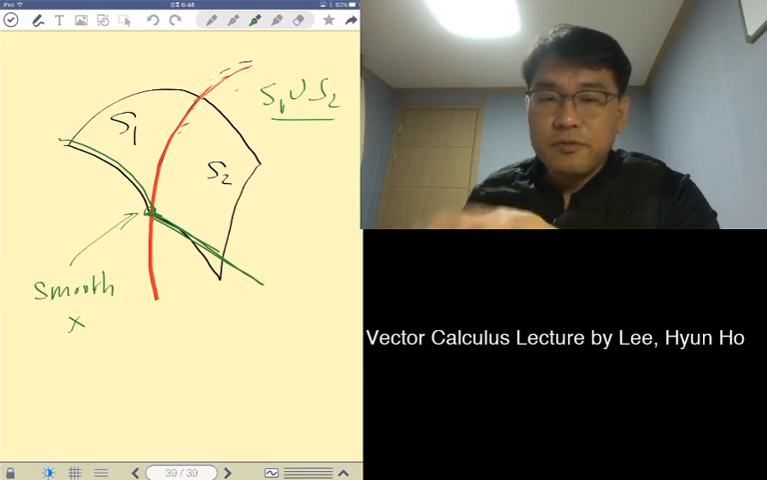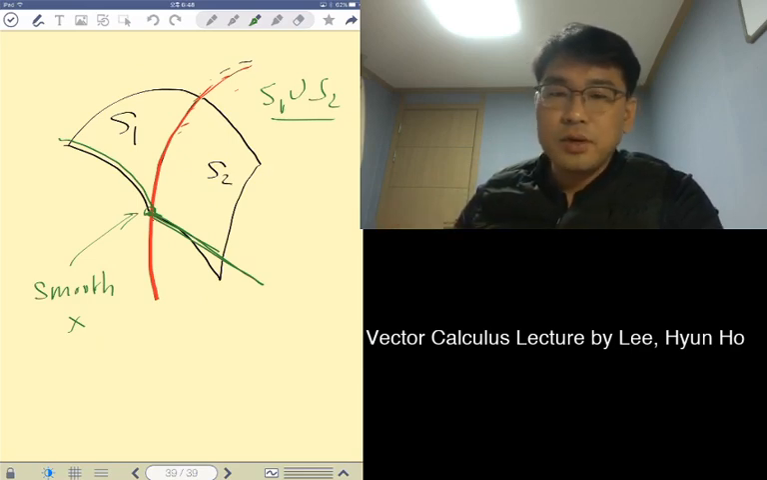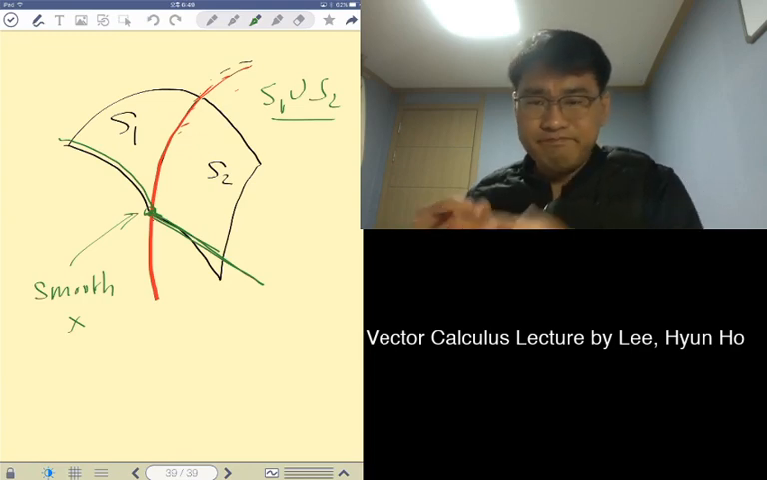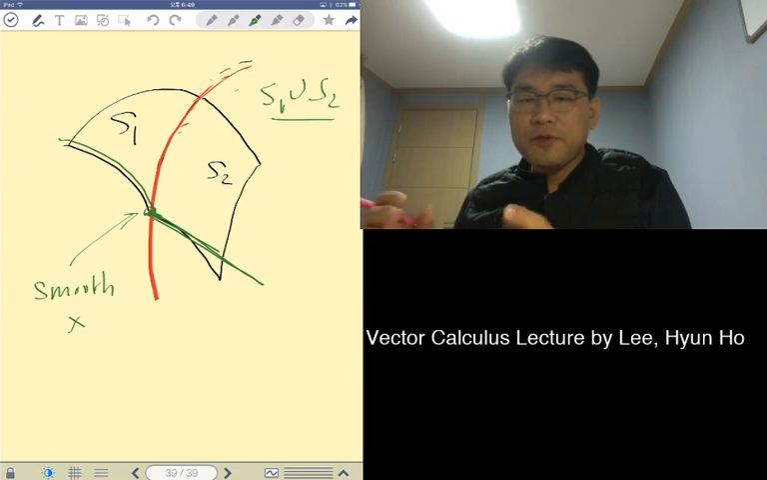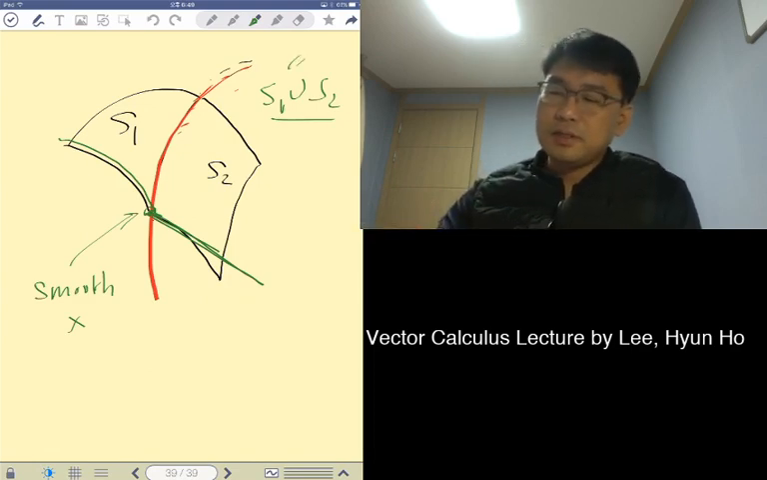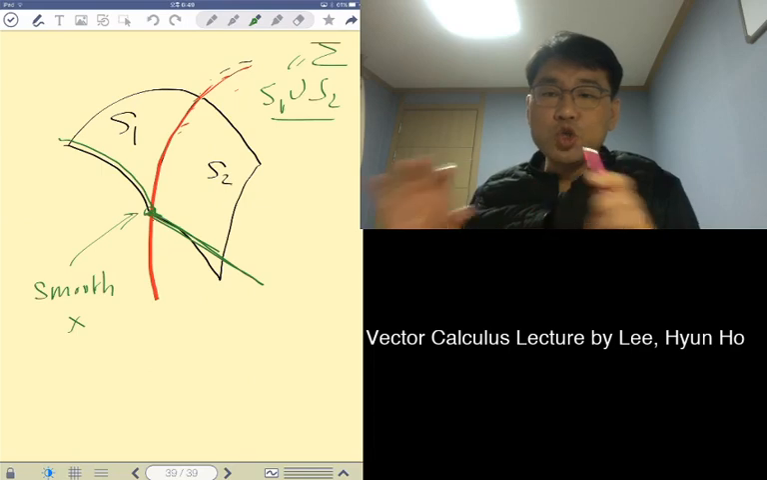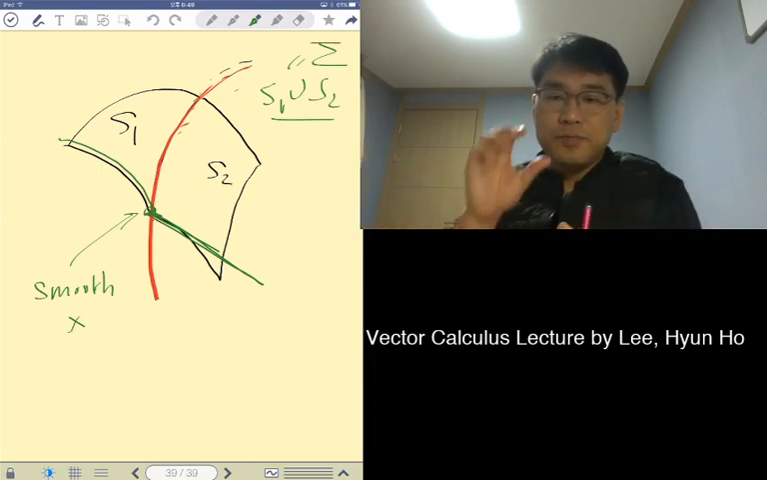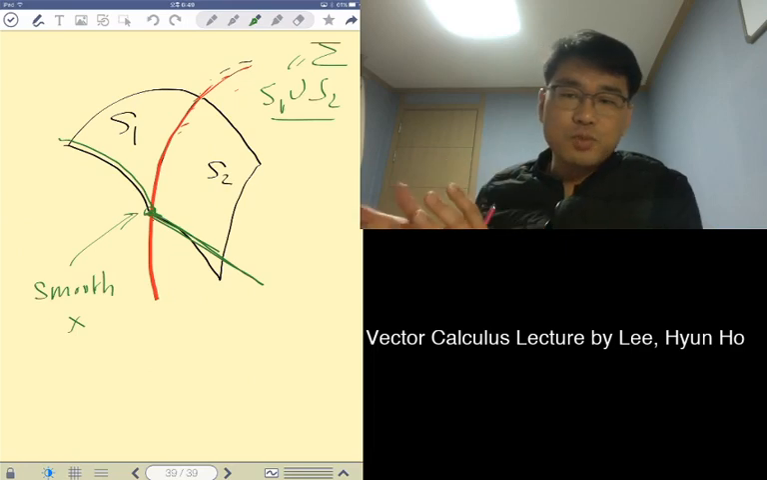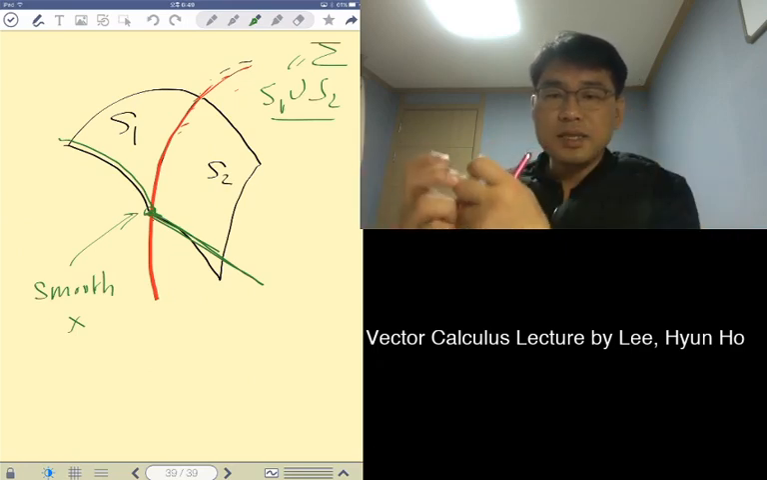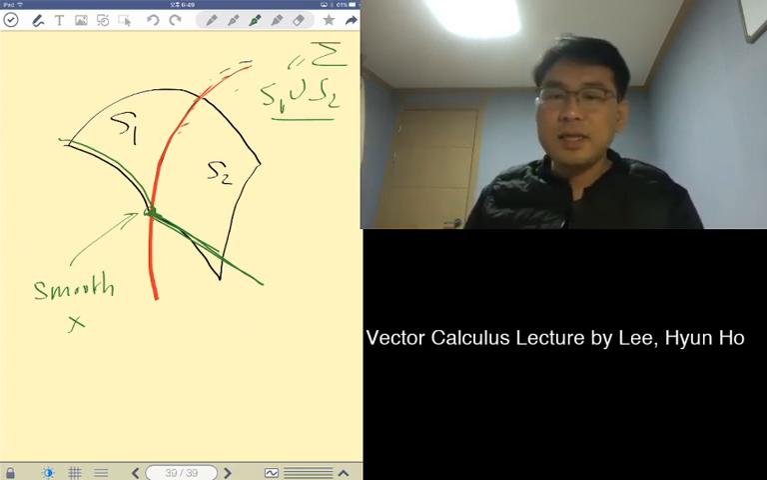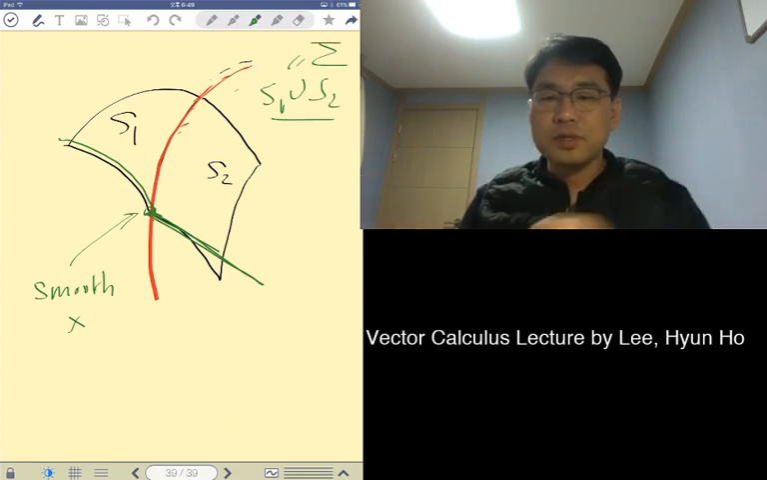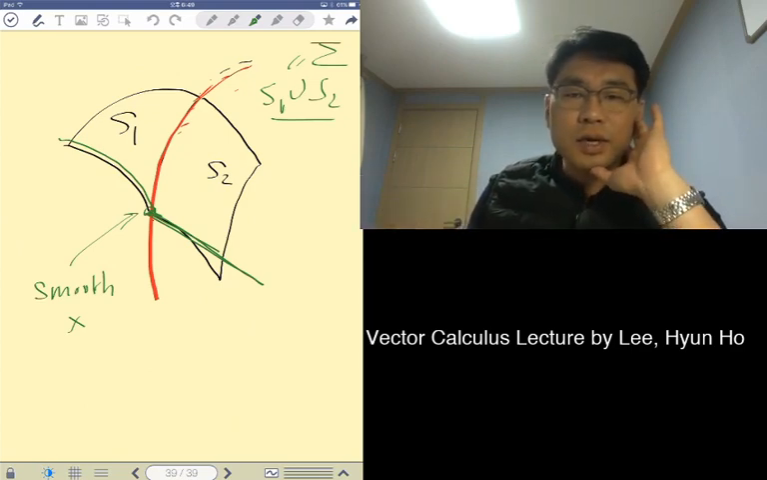So we cannot find the tangent plane at this point, for example here. But when we try to compute this flux, or the integration of the function over the whole surface sigma, we can do it separately. We compute the S1 part and the S2 part respectively, and then combine them together. We can do the calculation on each piece and then add up. So we can do such things in integration.